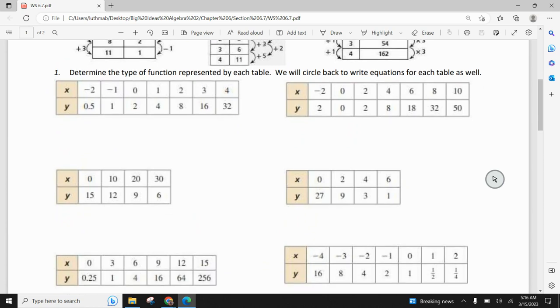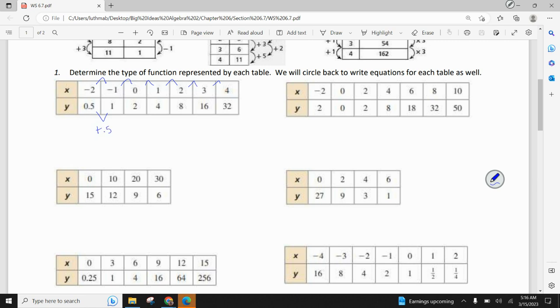So determine the type of function represented by each table. And the directions, almost more of a note to myself: we will circle back to write equations for each table as well. We'll do that after the next section. So the first thing I notice is plus 1, plus 1, plus 1, plus 1, plus 1, plus 1. So you want to check over the X. We're good with that being a consistent pattern. I'm going to check first or second differences first.